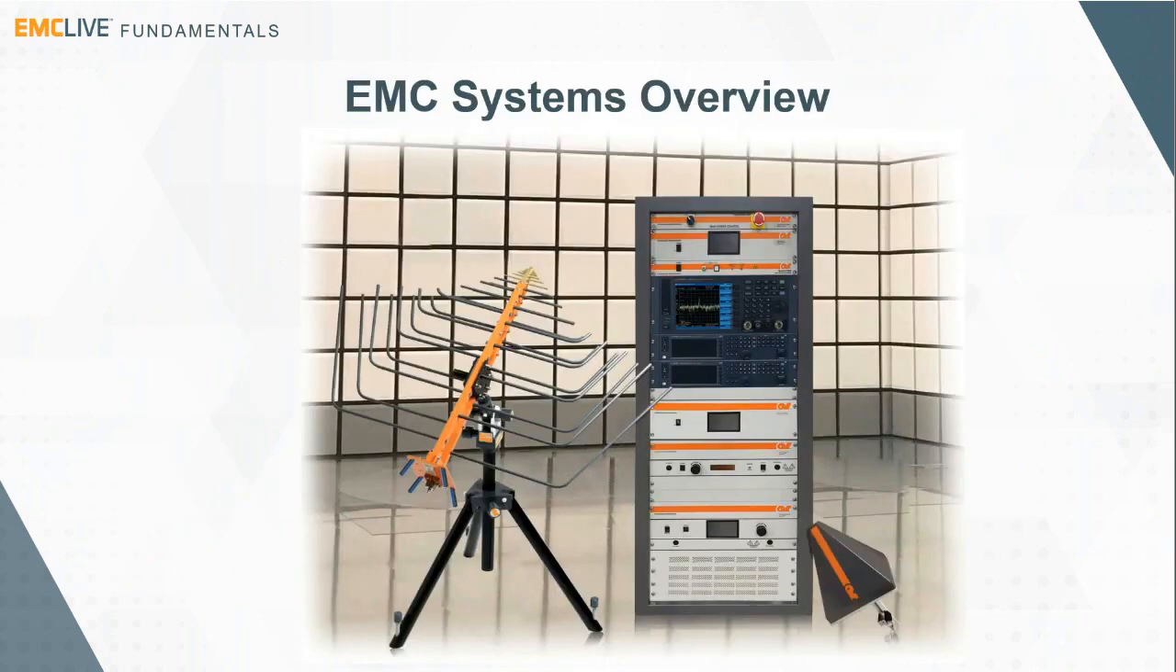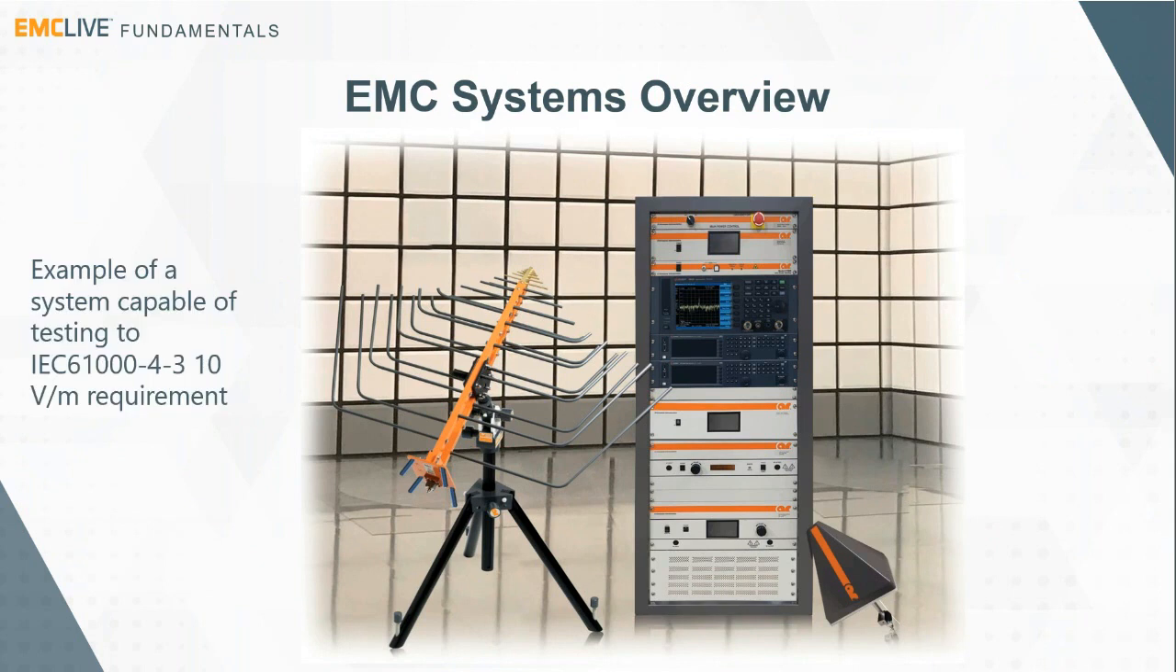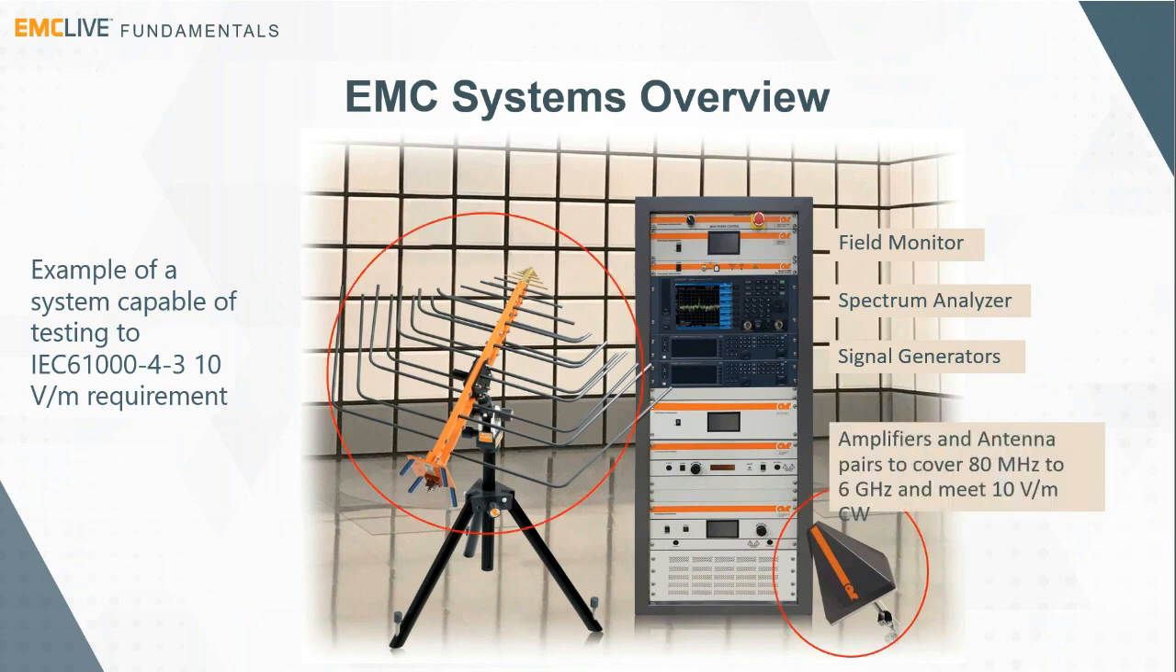What components make up a multi-tone system? Here we have a system capable of testing to the IEC 61000-4-3 10 volt per meter requirement. It's composed of a field monitor, a spectrum analyzer used for power reference and intermod and harmonic levels, 2 signal generators phase locked and isolated so as not to interfere with each other, and amplifiers and antennas paired to cover the 80 MHz to 6 GHz range.